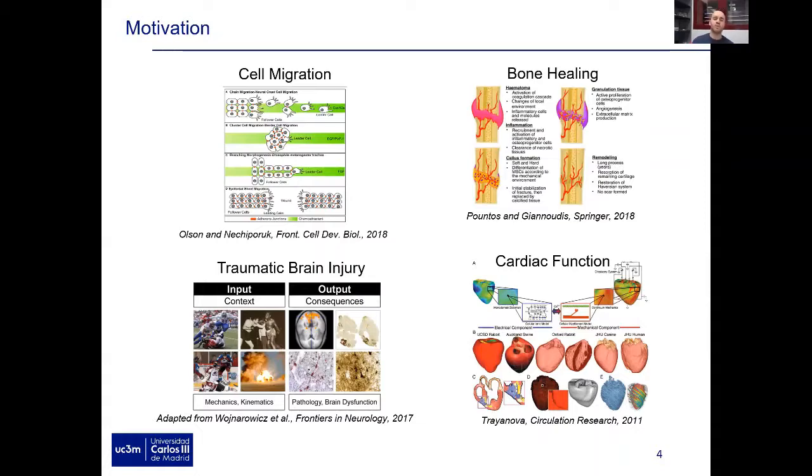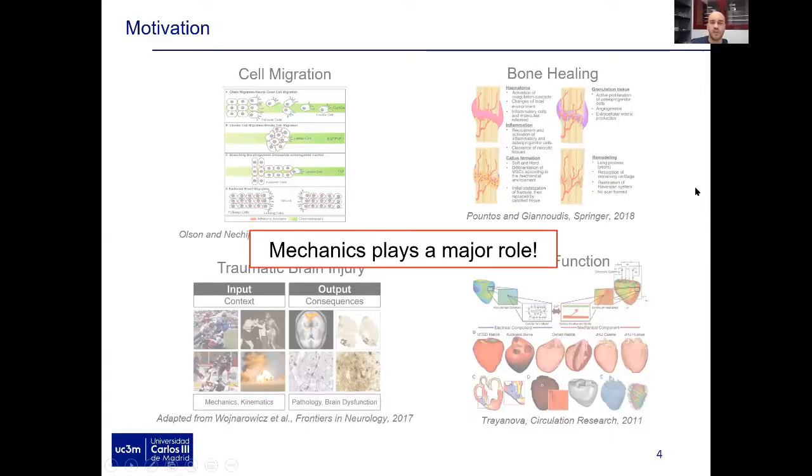When we look at biology, we can find many different biomechanical processes, such as cell migration or traumatic brain injury. I will give more details on these two particularly later. Also in bone healing or even in cardiac function, when we have this kind of electric response that is intrinsically coupled to the mechanical pumping of the heart. So something that is clear at this stage is that in all these different biological processes, mechanics plays a very important role.